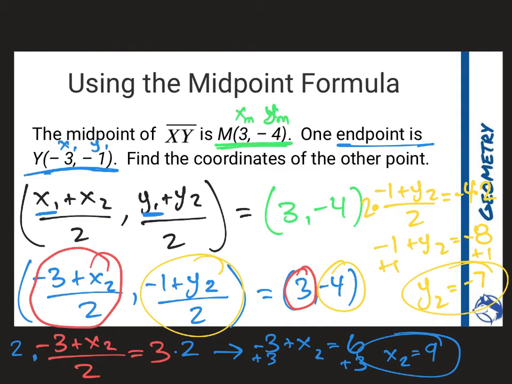So the other point that I have here, I'm going to change the color for this. The other point that I have here is going to use my x2 and my y2. So the other point, which ends up being x, is my 9 comma negative 7.